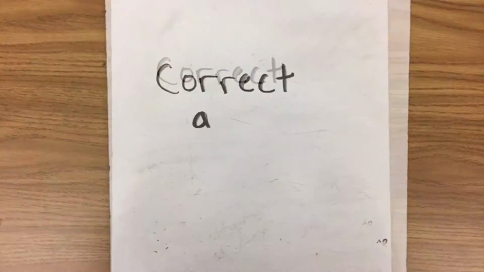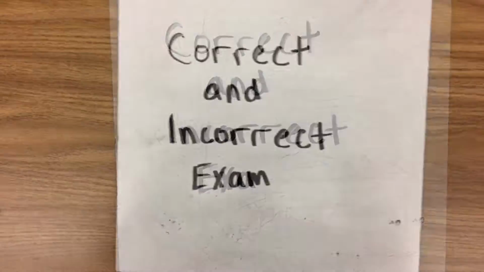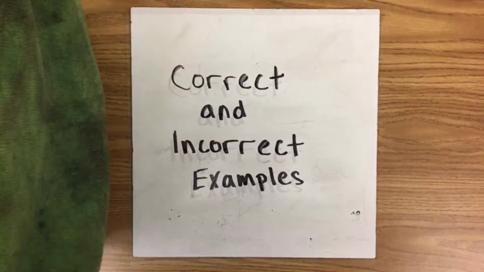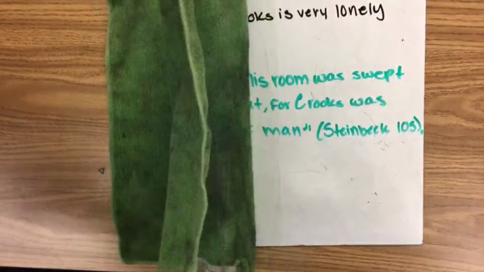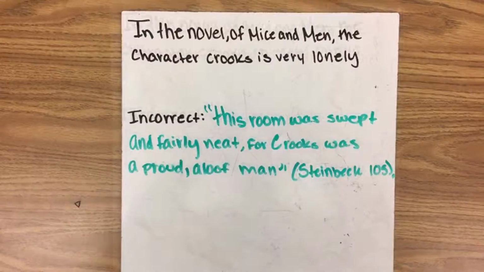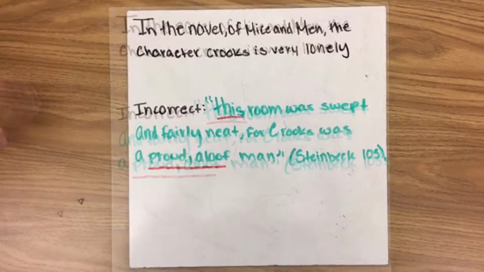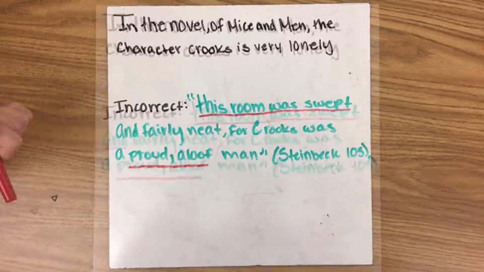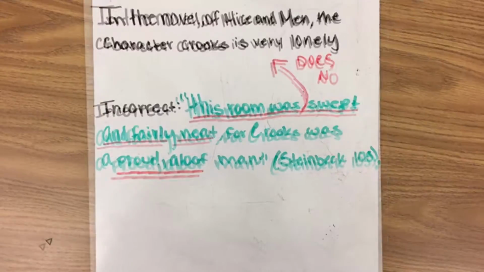Even though evidence is essential to a strong writing piece, many use it incorrectly. For example, make sure your evidence connects to the claim. Let's say that the claim is, in the novel of Mice and Men, the character Crooks is very lonely. A bad piece of evidence that doesn't connect to the claim is, this room was swept and fairly neat, for Crooks was a proud, aloof man. This piece doesn't connect to the claim.